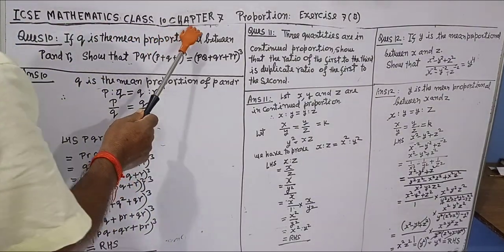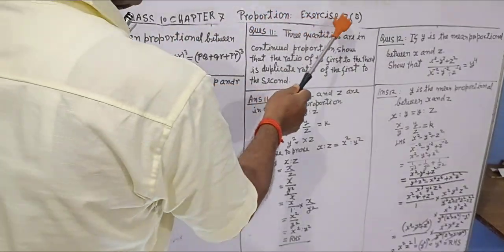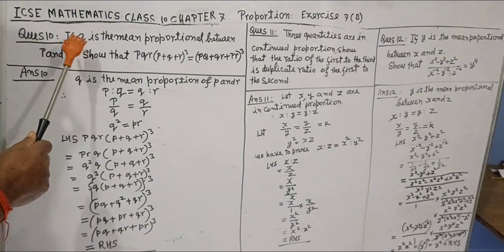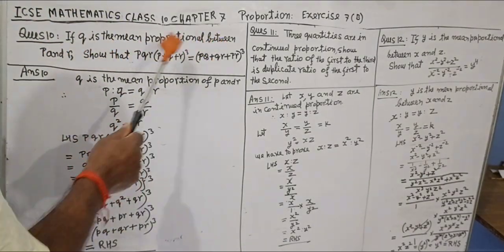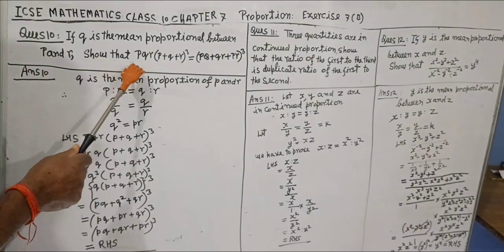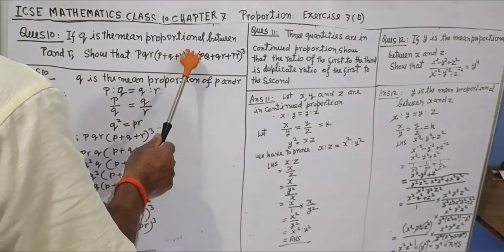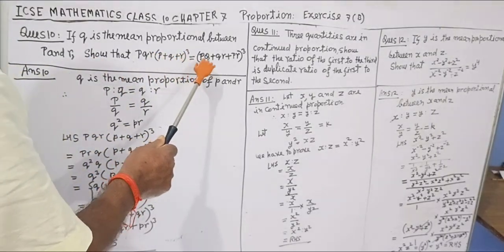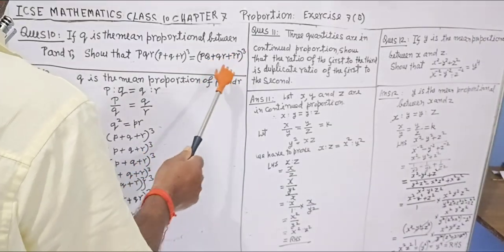ICSE Mathematics Class 10 Chapter 7 Proportion Exercise 7b. Question number 10. If Q is the mean proportional between P and R, prove that PQR (P + Q + R)^3 = (PQ + QR + PR)^3.